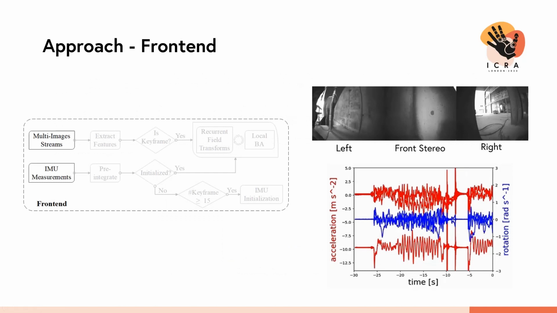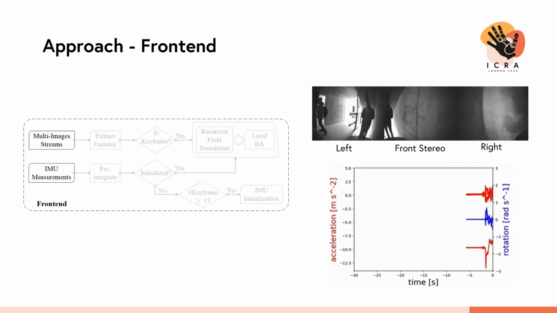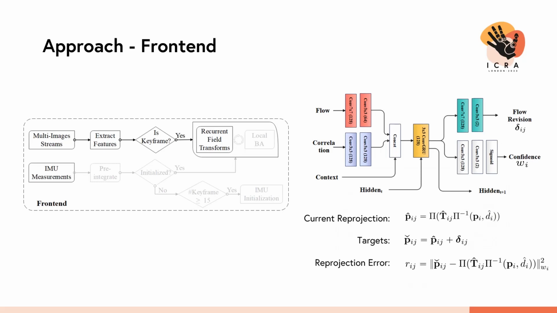We divide our system into front end and back end. Our front end begins by taking multi-image streams and IMU measurements as inputs. These images are first processed by CNN networks to extract features. On a new keyframe, the RFT network predicts the dense pixel correspondences between the keyframe pairs with common views. These predictions serve as the targets for the projection factors and are weighted by the confidence values.